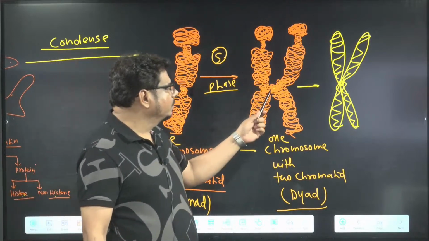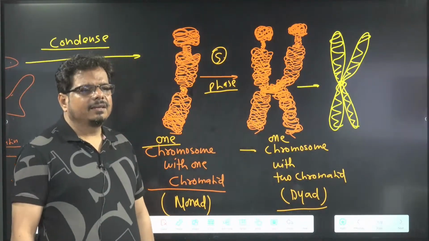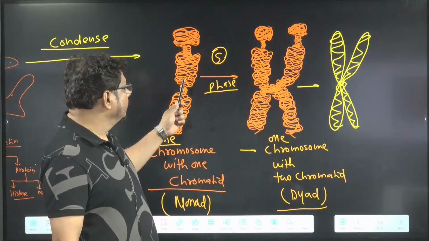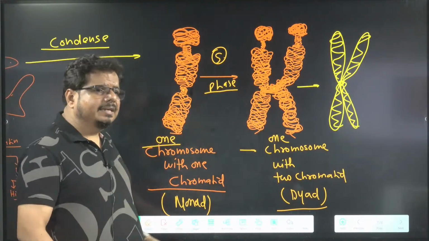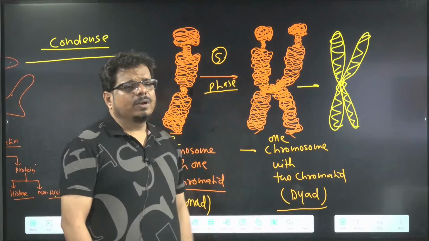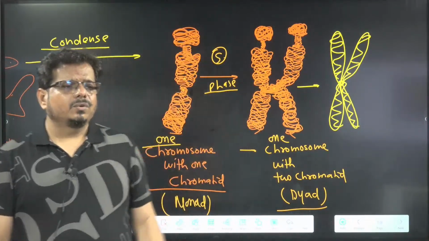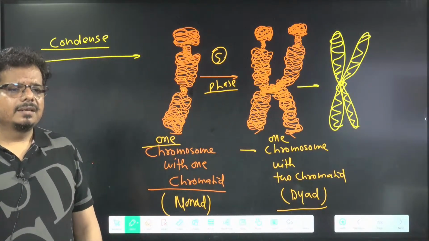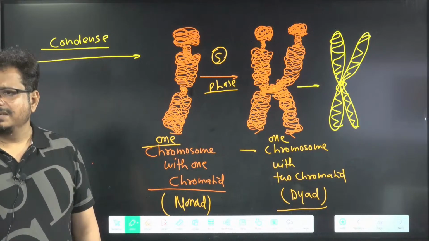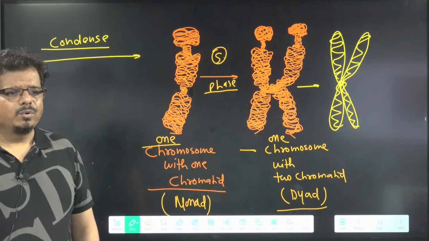So this condition of chromosome is called monad. This condition of chromosome is called dyad. In this condition of chromosome, before S phase, 1 DNA is there. After S phase, in 1 chromosome, how many DNA is there? 2 DNA is there. You got the idea? Did you understand the idea or not? Tell me yes or no. Then I will move ahead.